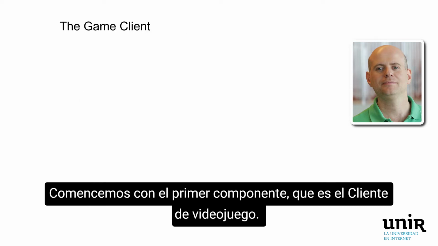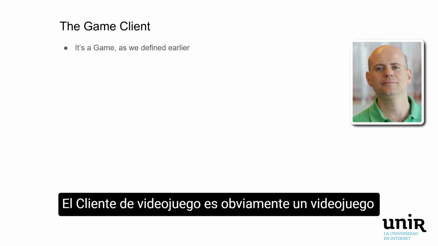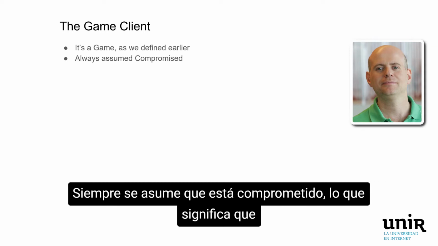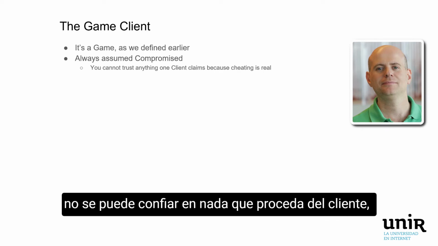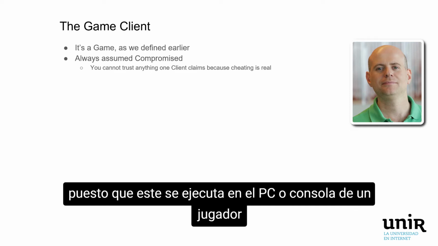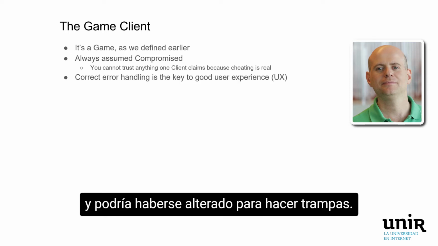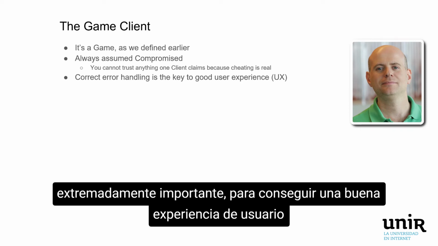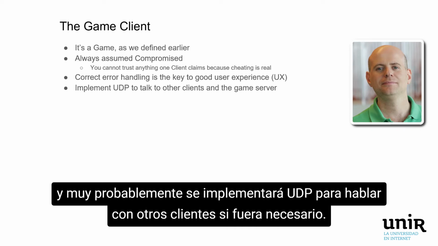So let's start with the first component, which is the game client. The game client, obviously, is a game in the software definition that we have already seen. It is always assumed to be compromised, which means that you cannot trust anything that is coming from the client because the client is running on a player PC or console and it might have been altered to cheat. Correct error handling is paramountly important to a very good user experience.